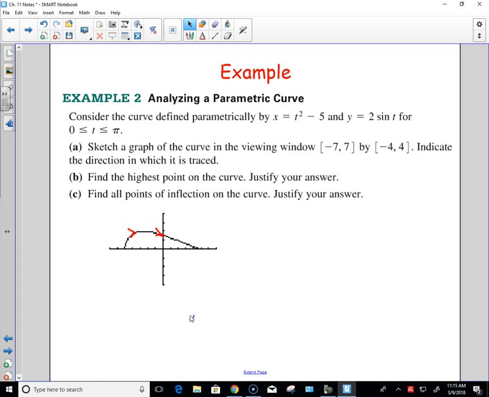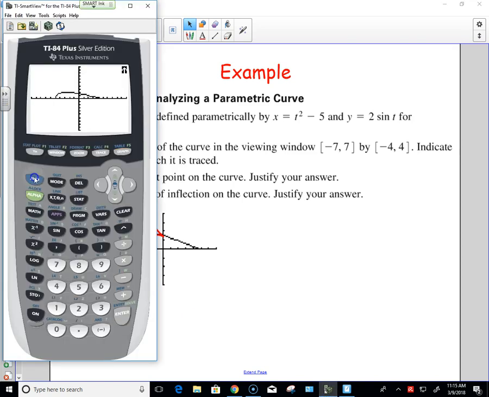Letter B. Oh, this is easy. We get to use our calculator. So the highest point on the curve. Let's go.